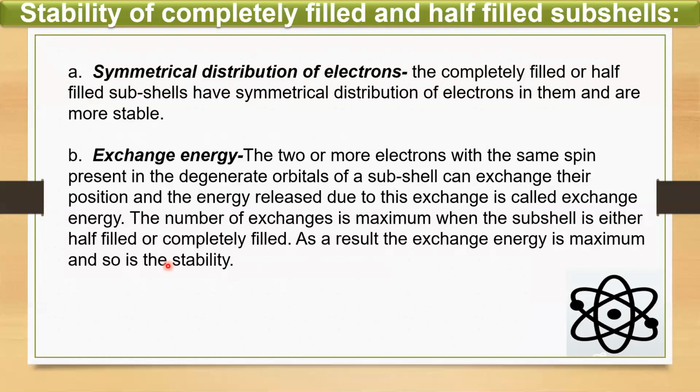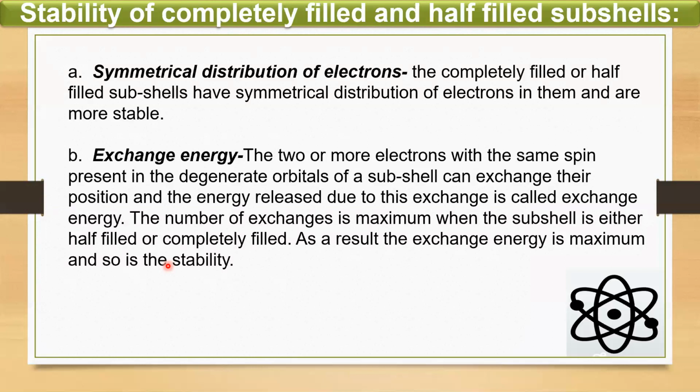Whereas in exchange of energy, two or more electrons with the same spin present in the degenerate orbitals of a subshell can exchange their position. Now, what are degenerate orbitals? That is the suborbitals. In p orbitals, we have 3 suborbitals. In d orbitals, we have 5 degenerate orbitals. The energy released due to this exchange is called exchange energy. The number of exchanges is maximum when the subshell is either half filled or completely filled.